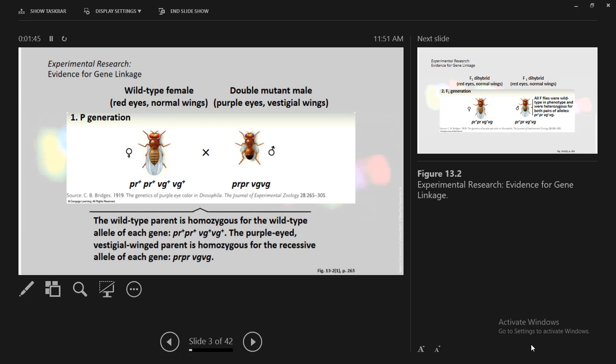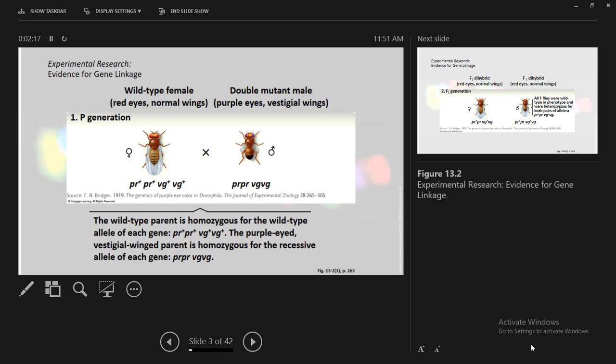The first thing we need to do is set up a two-character cross. If we want to study how two loci are linked, we need to look at two different characters, two different loci. The best way to do this, as the budding geneticist that you are, is to take two true breeding individuals. Here we've got a true breeding female with the wild type, or dominant, allele for both.